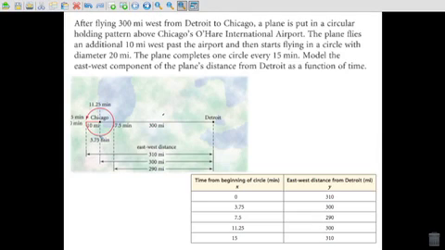And so after 3.75 minutes, they're back at 300 miles. At 7.5 minutes, they've gone back 10 miles, so they're at 290. At 11.25 minutes, they're at 300 miles again, back to directly above the airport. And then at 15 minutes, they're back to where they originally started, so 310 miles from Detroit.